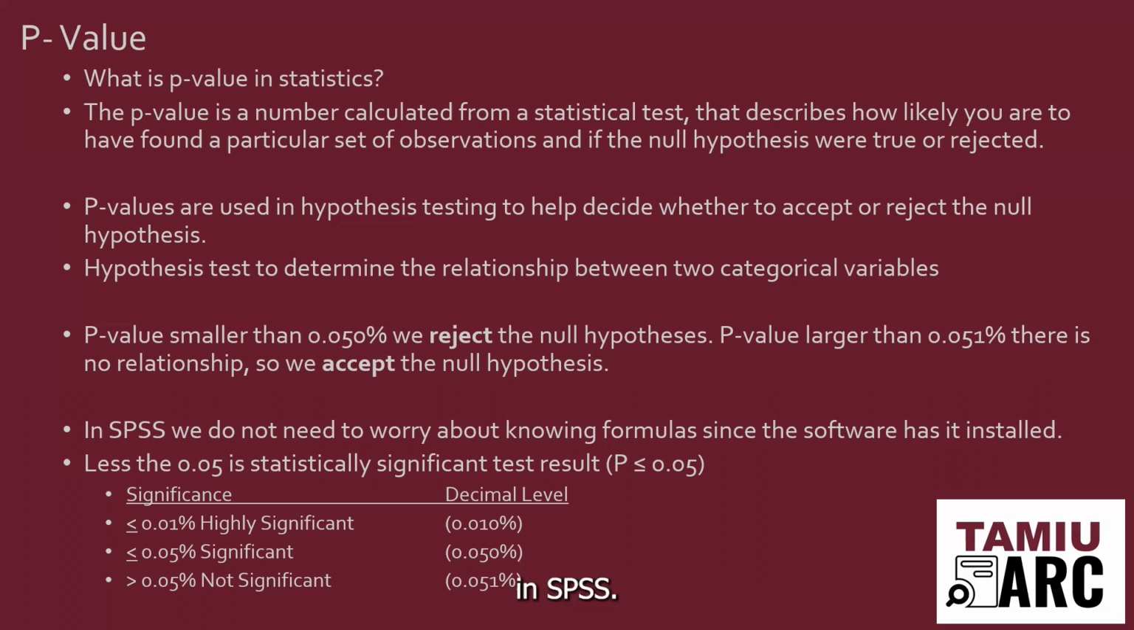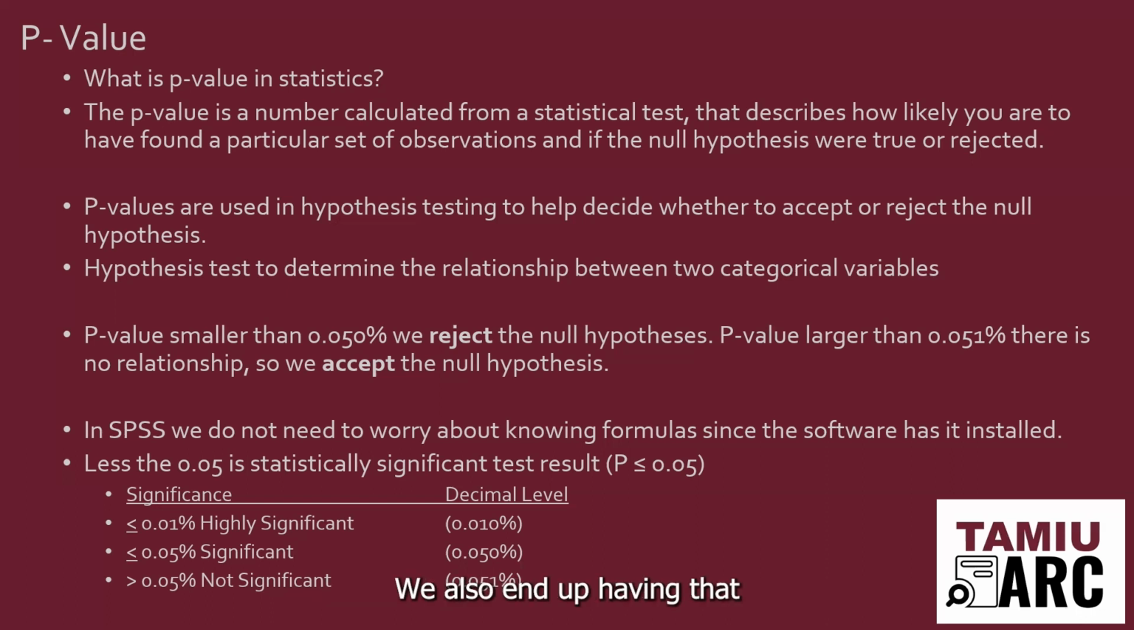In SPSS, we do not need to worry about knowing the formula since the software is already installed. So you're able to run tests as much as you need to see if your information is significant and what type of information or variables you could use congruently or together, so that way you can have a more significant variable that reaches the 0.05 alpha threshold.